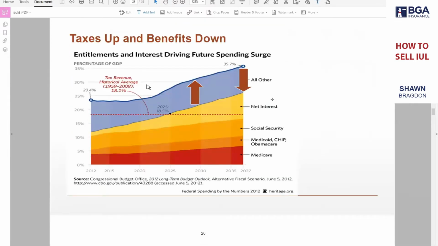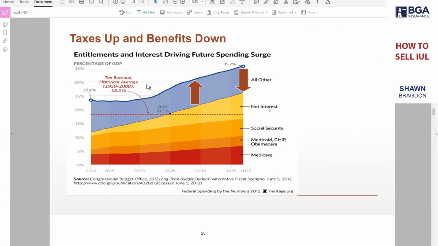This is an interesting chart that shows 92% of the U.S. tax revenue is being used to pay for four things: Medicare, Medicaid, Social Security, and the interest on the U.S. debt. That's 92% of the tax revenue. That doesn't take into account defense spending, fixing the potholes in your neighborhood. In 2025, it's projected that 100% of the U.S. tax revenue is going to be used to pay for these four items.